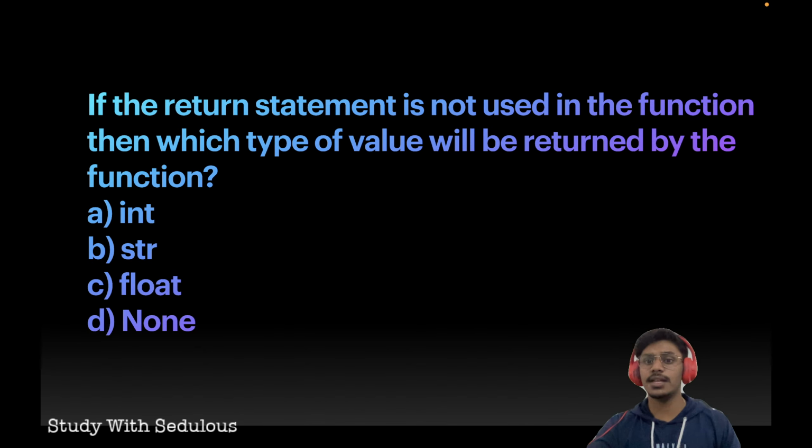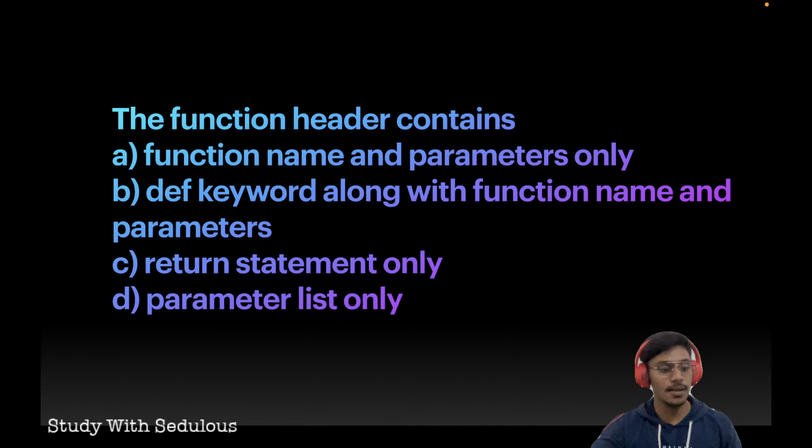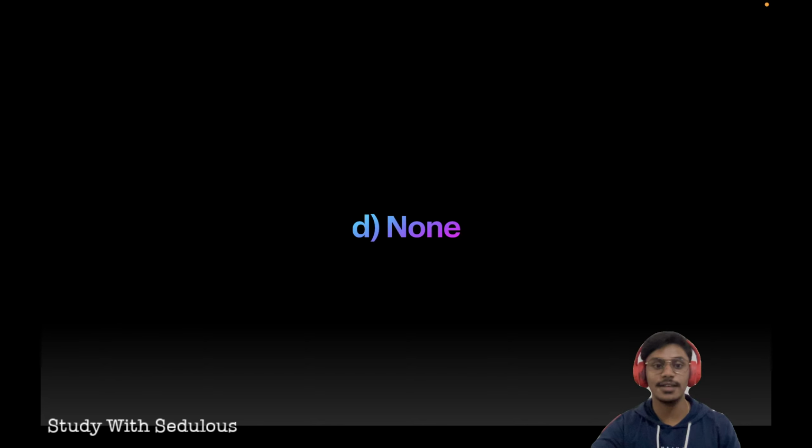If the return statement is not used in the function, then which type of value will be returned by the function? If the return statement is not used in the function, like at the last we are not saying return, then what will that be? We'll say None. Like I don't have a value. I'm not getting any value for that. It doesn't give any values. Rather it will say None. Yes, it is answer D, None.